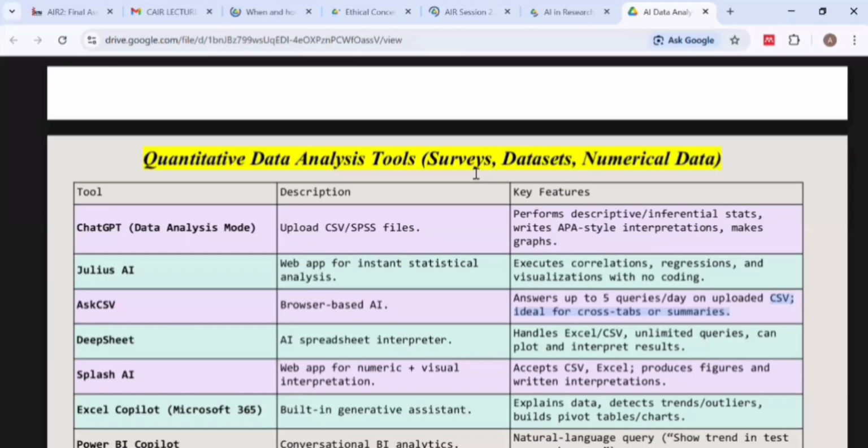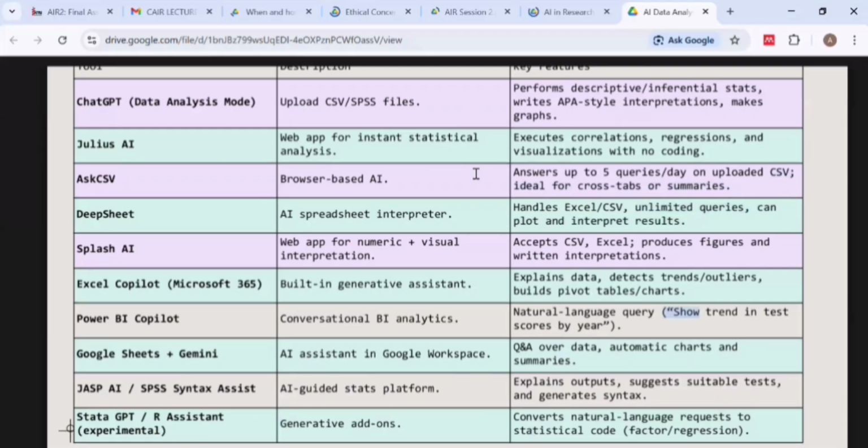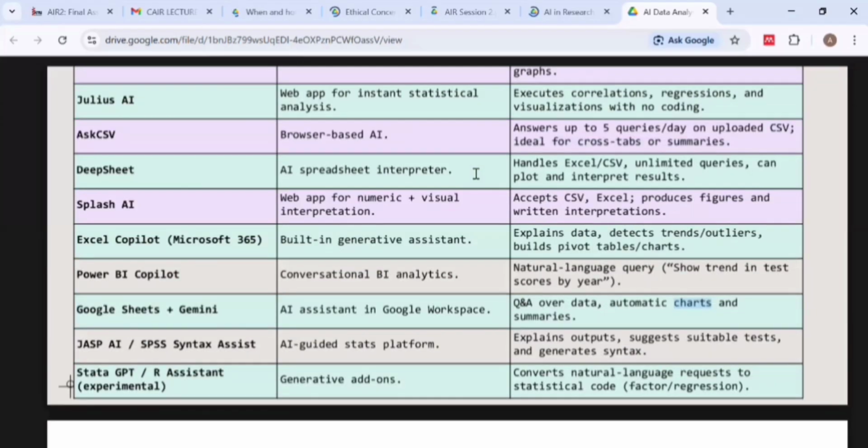Okay, there are different tools: ChatGPT, Julius AI, Ask CSV, DeepSheet, Splash AI, Excel Copilot 365 Microsoft, Power BI Copilot, Google Sheets with Gemini, Julius AI, SPSS Syntax Assist, StataGPT, and R Assistant is an experimental tool.